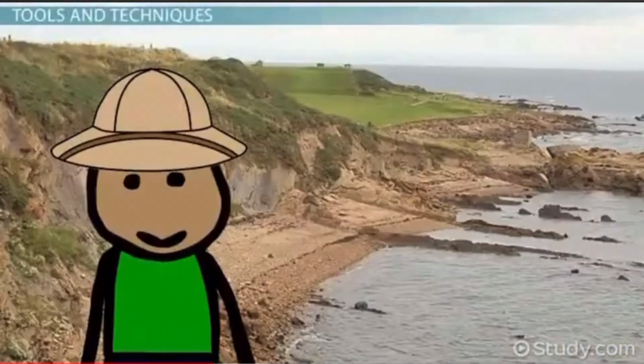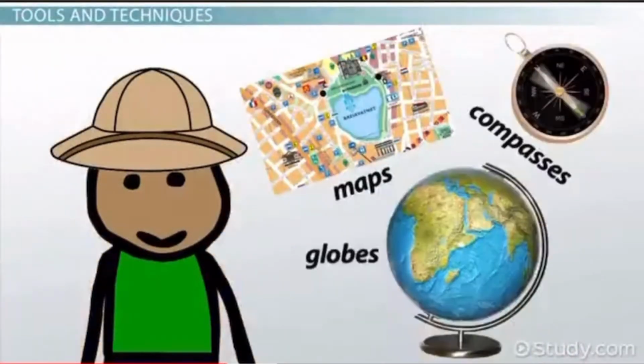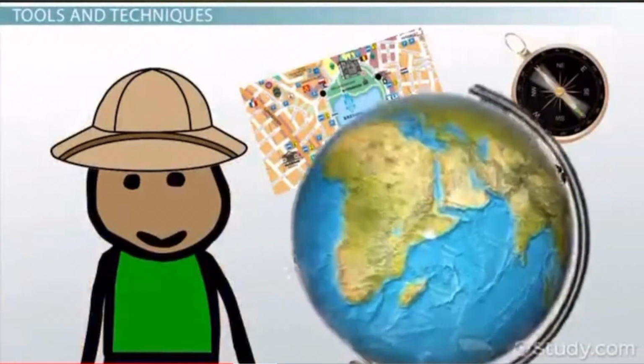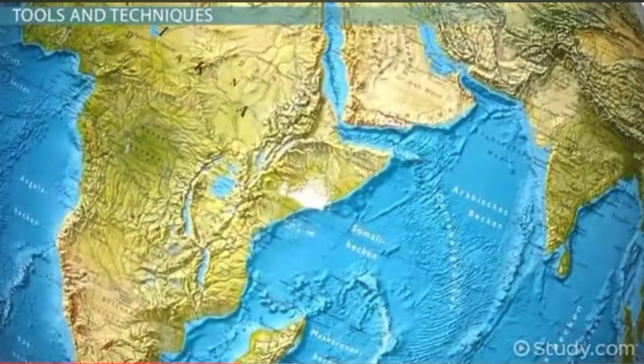Geographers have many tools and techniques that help them develop a spatial perspective on a topic. Maps, compasses, and globes are important to geography for this reason. They allow you to get a sense of the space across the surface of the Earth.